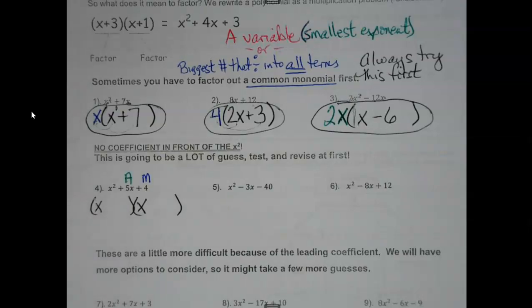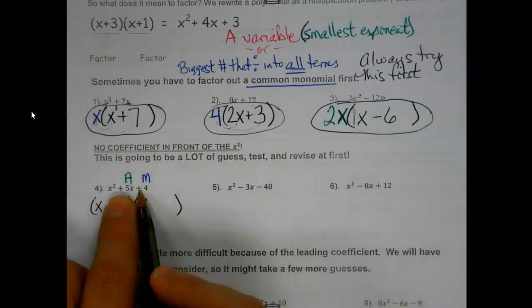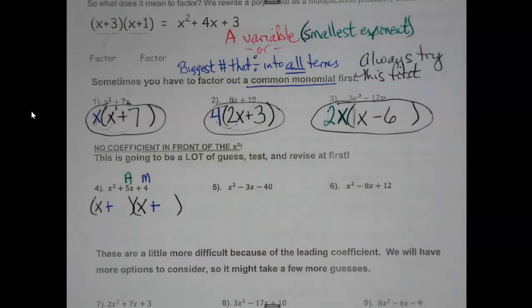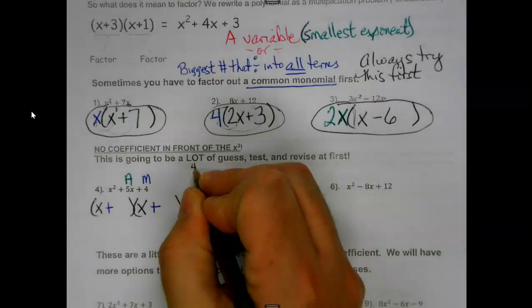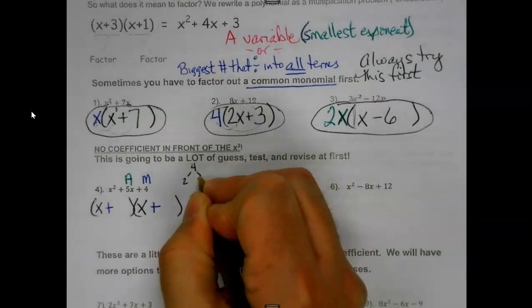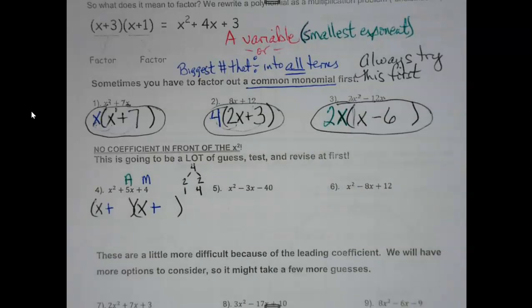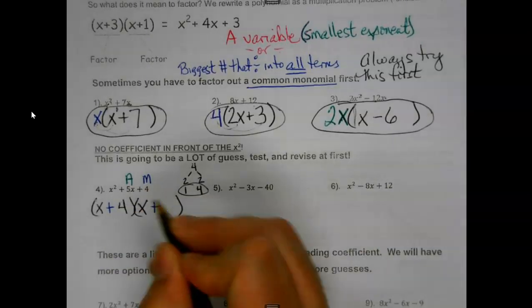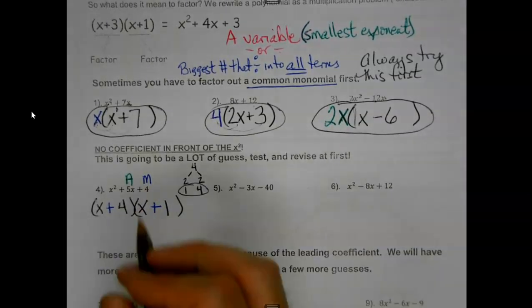Now this one's not real hard because everything in the problem is plus. So I know these are going to be plus. So here's what I got to figure out. What multiplies to 4, but the same 2 numbers add up to 5? Which one of those 2 pairs adds up to 5? Okay, 4 and 1. That's what I'm looking for.